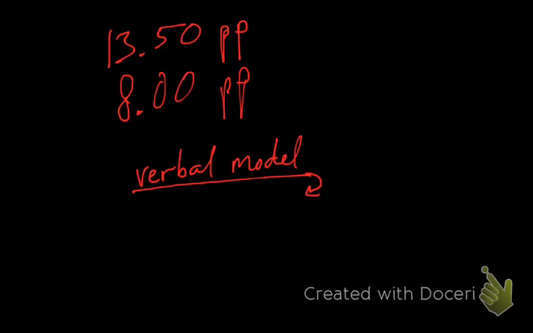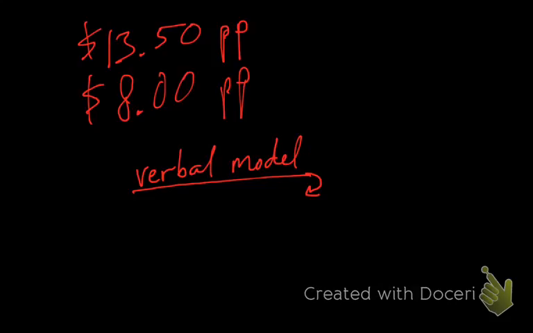So, what if you were going to an aquarium and it costs $13.50 per person? That's what that PP means. And there's a movie that you could watch there at the aquarium, and that costs $8 per person. So, let's say you're taking 5 people to the aquarium, okay?